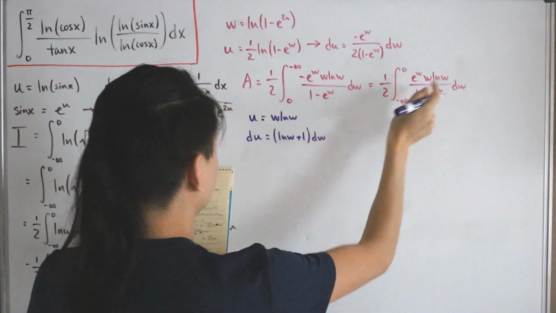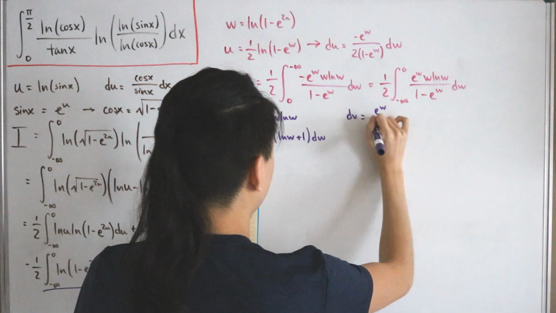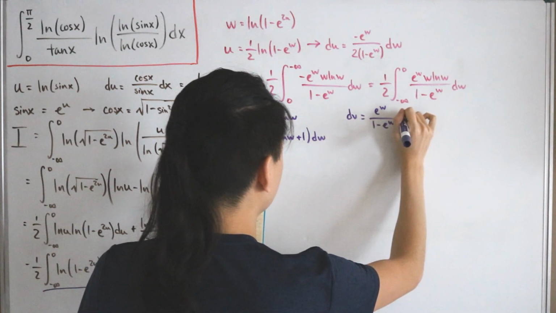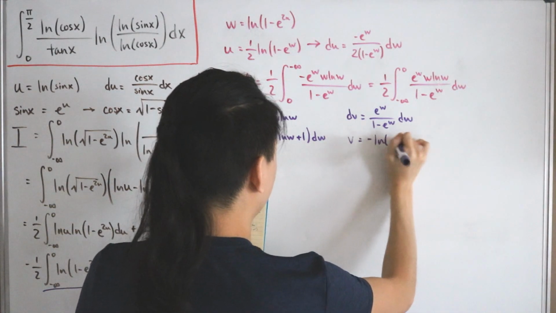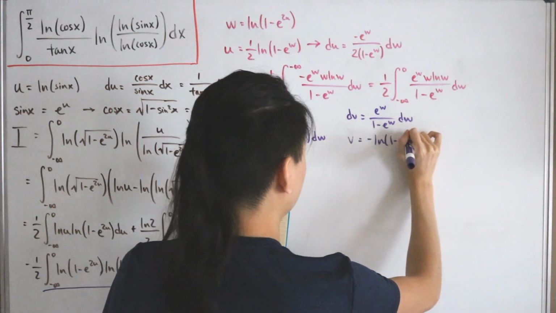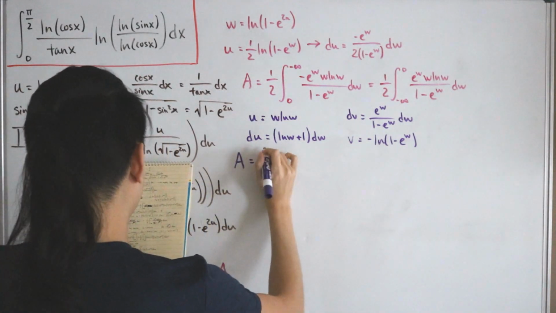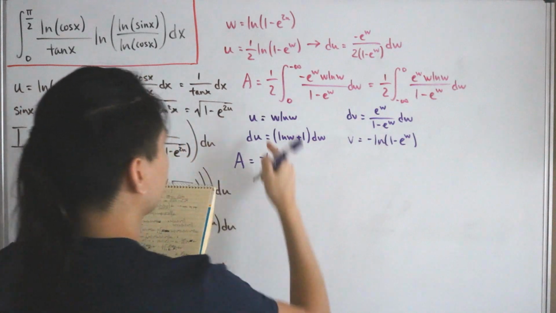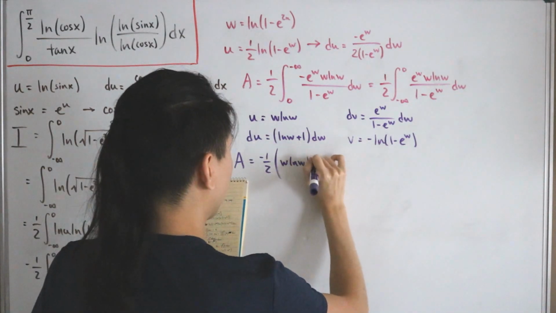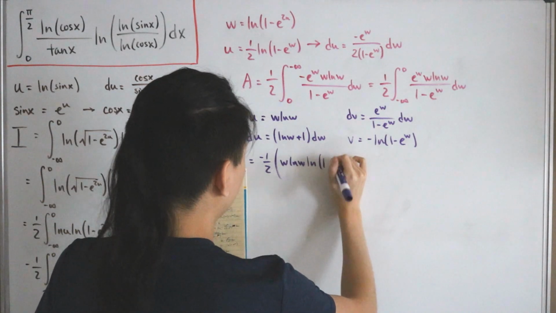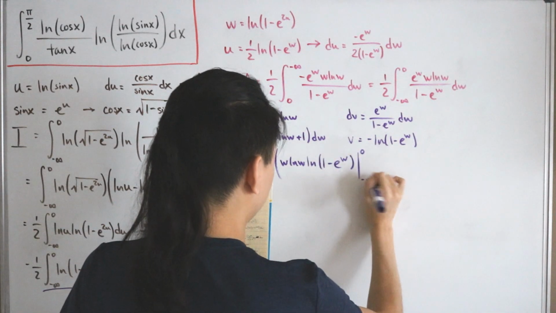So now we have to choose what to integrate. So dv, we'll let that be e to the power w divided by 1 minus e to the power w, dw. Then integrate that, we have that v is going to be negative ln of 1 subtract e to the power w. Okay, so now just put everything back together. So now our new a is going to be negative 1/2 and then multiply, so u times v, so w times ln of w, and then multiply with ln of 1 minus e to the power w, evaluate this from 0 to negative infinity.